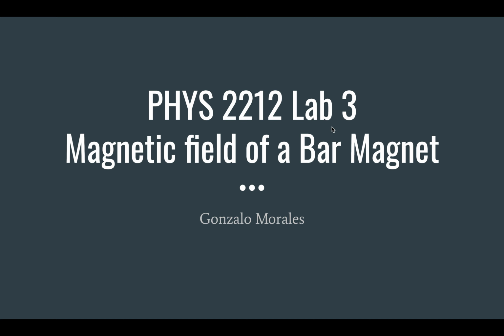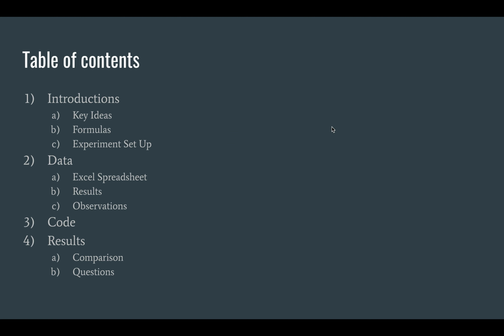And this is my video lab report for Physics 2212 Lab 3. This lab investigates the magnetic field of a bar magnet. I'll first introduce some key ideas, important formulas, and go over my setup for the lab.